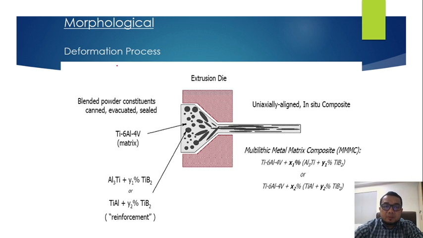So first, for the deformation process, an example that you can simply see is in extrusion die. This is the matrix, your titanium, Ti. This is the matrix, and this is the combination of Al3Ti plus TiB2. This is your reinforcement. So the blended powder constituents can be evacuated and sealed here by using extrusion die.